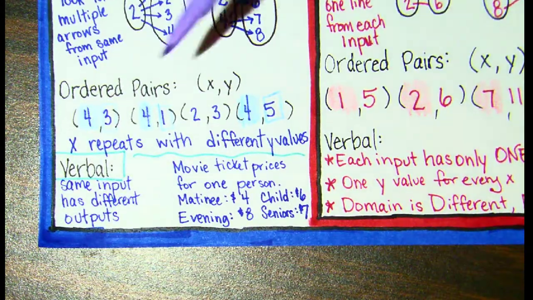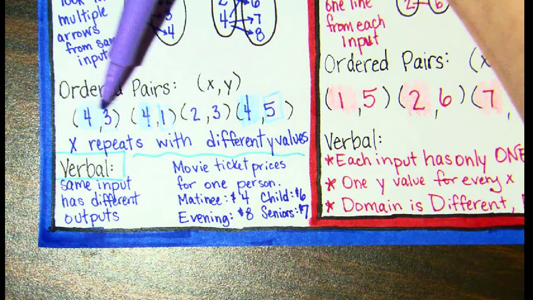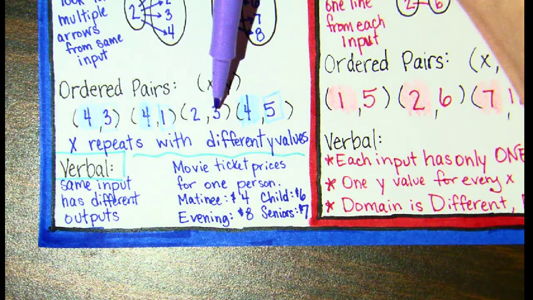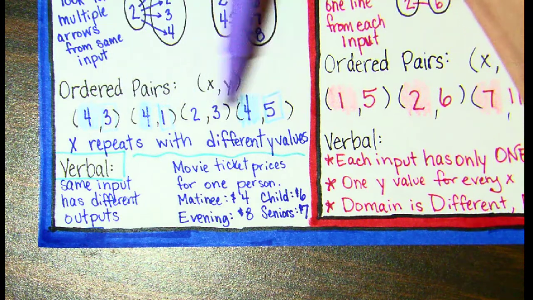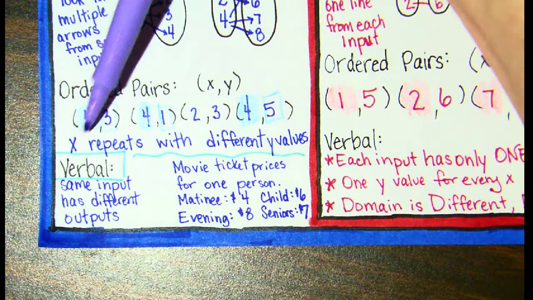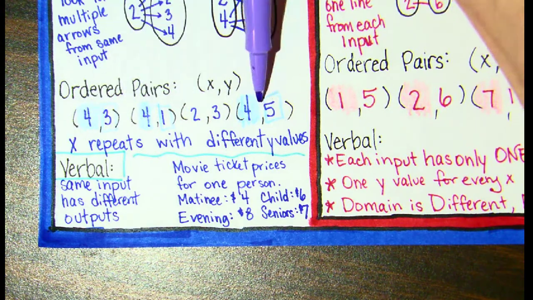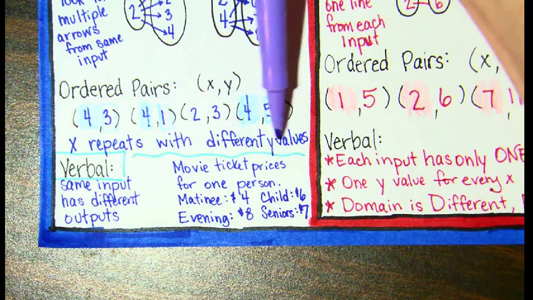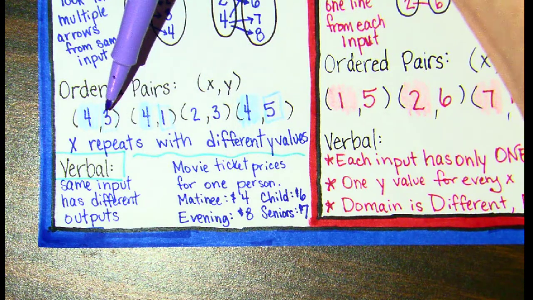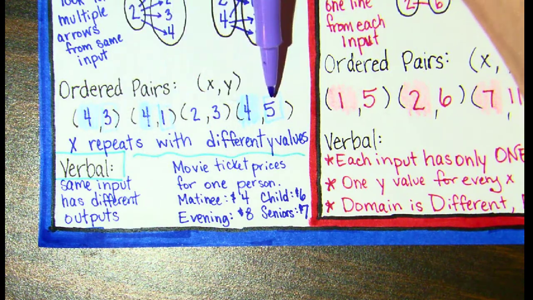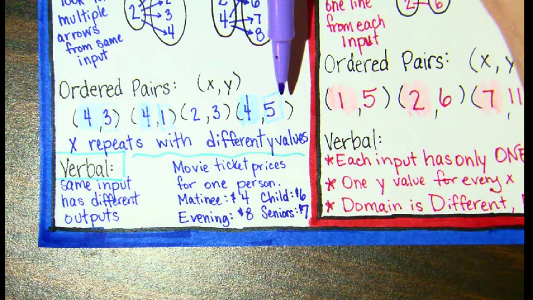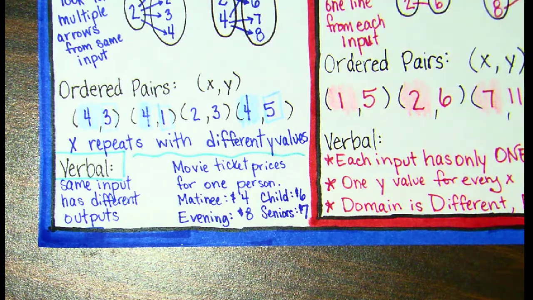For ordered pairs, if I have (4, 3), (4, 1), (2, 3), (4, 5), I have the x value of 4 repeating, but with different y values of 3, 1, and 5. That makes this a relation, not a function.